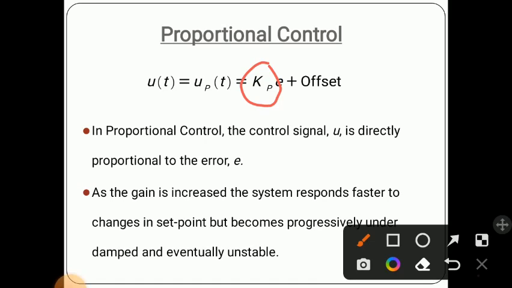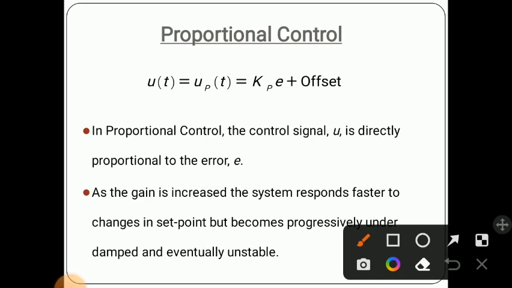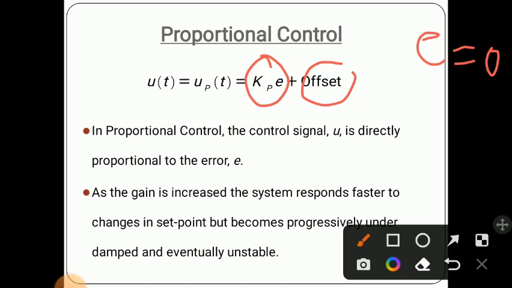Now we try to understand this equation. Suppose the error is 0, e is equal to 0. What will happen? The output is also 0, that is u is equal to 0. Because the error is 0, this term becomes 0, and the offset will not produce anything, therefore u is also 0, the output is 0.